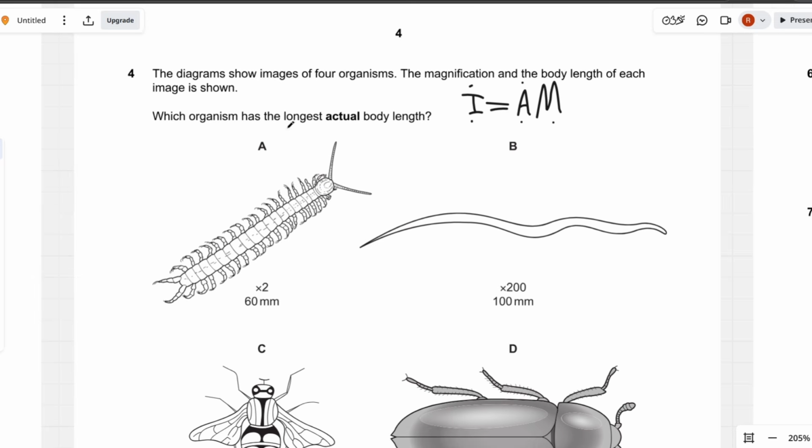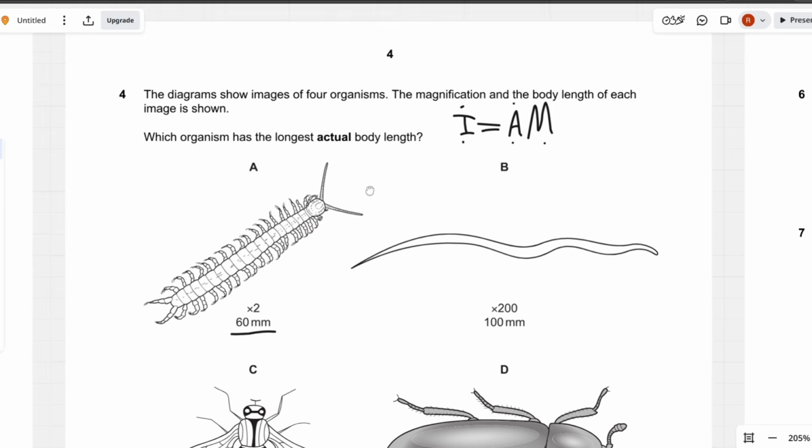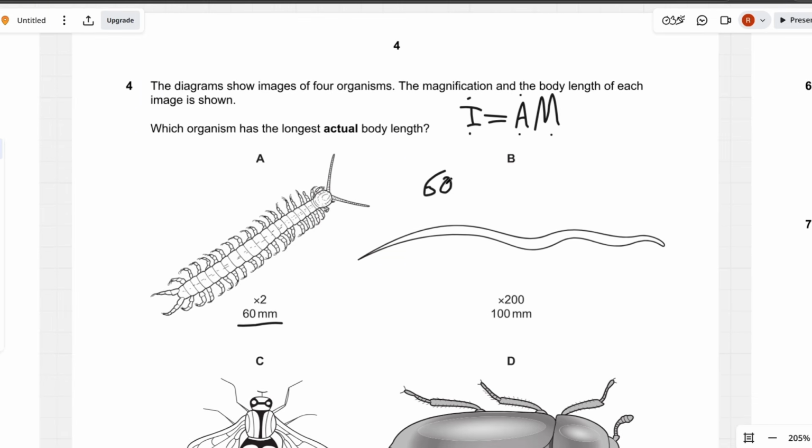So which organism has the longest actual body length? Here they give us the image length, so you don't actually need to get your ruler and start measuring yourself. They already gave it for you. So this is 60 millimeters and the magnification is 2. Let's put that into our formula. So that'll be 60 for the image, which is equal to the actual size, which we're trying to find, and the magnification, which is 2. So 60 is equal to 2A. So A is equal to 30 millimeters. And this is the size of the first one, 30 millimeters.